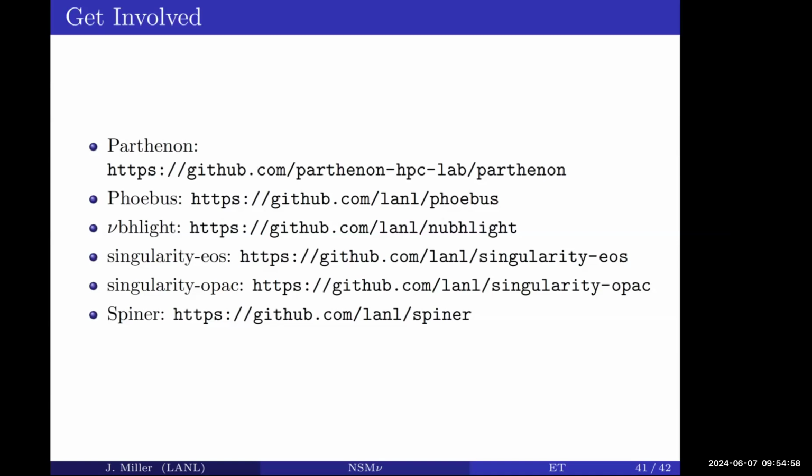Singularity-EOS and Singularity-Opac are GPU-capable microphysics libraries. EOS is for equations of state, tabulated data. Singularity-Opac is for opacities and radiation source terms. The Definer is a performance-portable, GPU-capable table reader and interpolator.